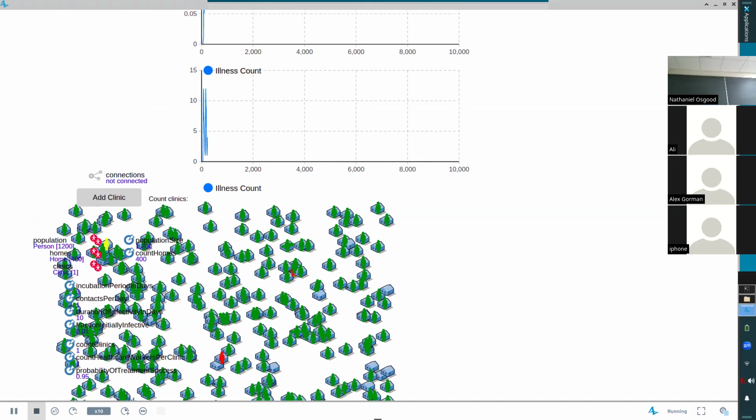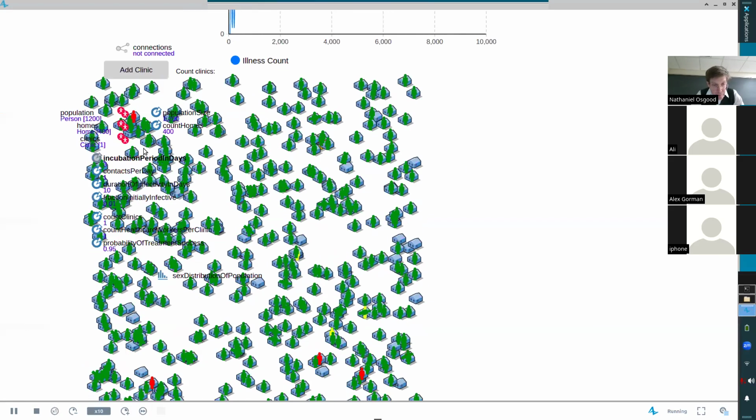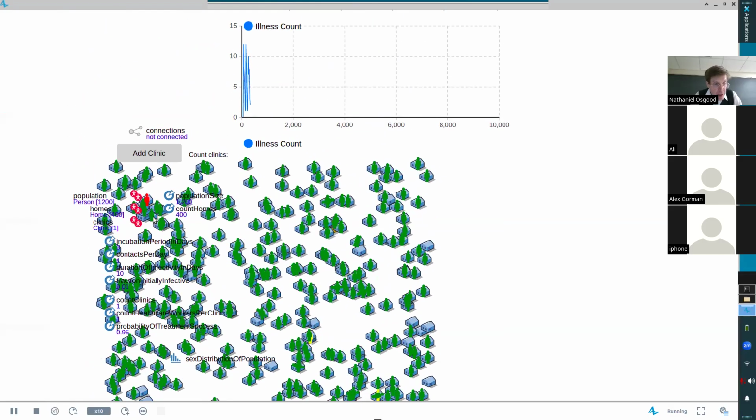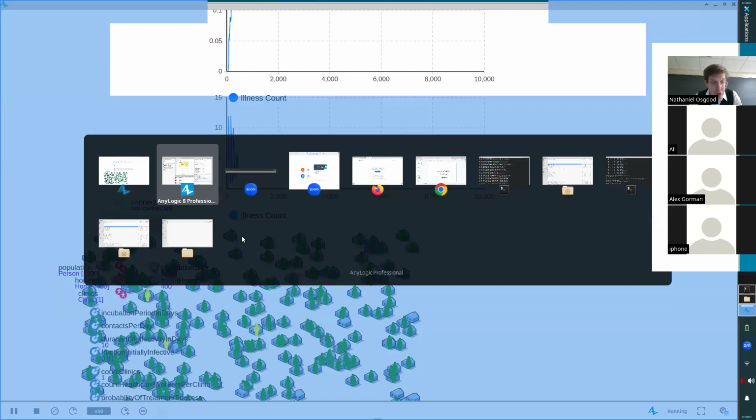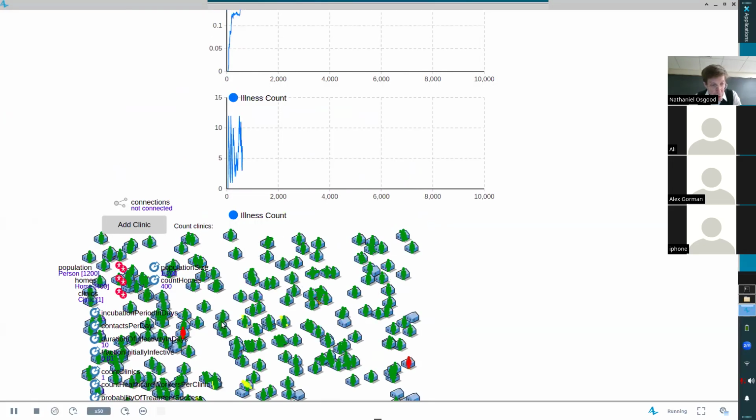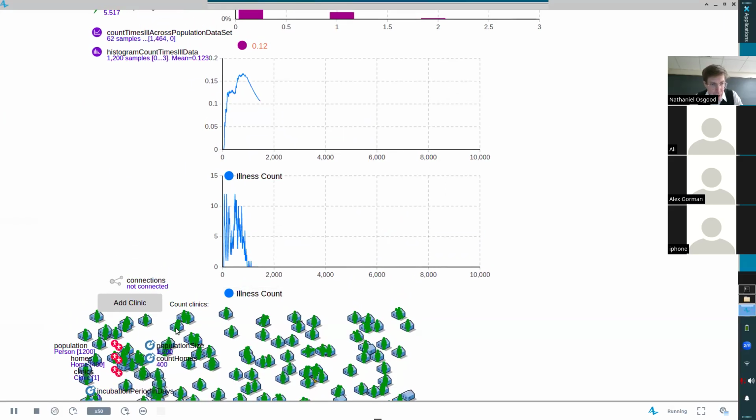In order to get treated, they have to present to a clinic, which is somewhere in there. There's a clinic that's probably somewhat hidden behind these folks right there. In any case, folks get ill. They can spread infection to others. Once they realize they're ill, they can, over time, have a certain propensity to go to the clinic, in which case they can get treated and attempt to snuff out the infection in the population as a whole.